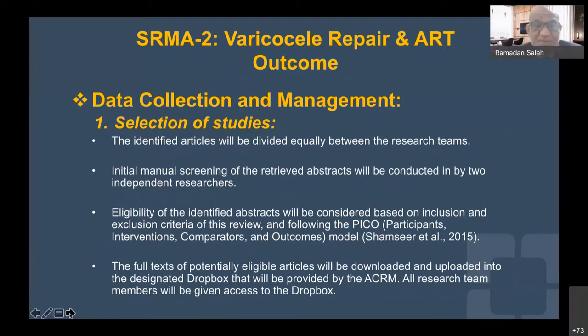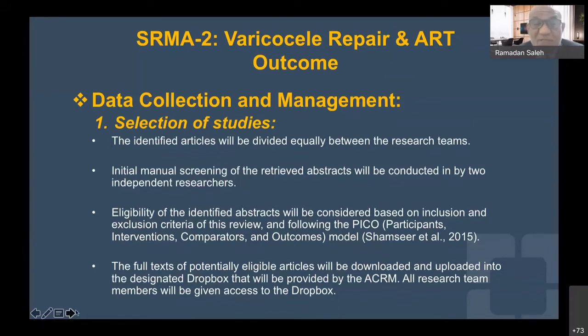For data collection, we will first identify the articles through the database, as I just mentioned. When we are done with the initial identification, all these articles, after excluding the duplicates, will be saved into a master Excel sheet, and then the articles will be divided amongst the teams so that the number of articles per team will be equal.